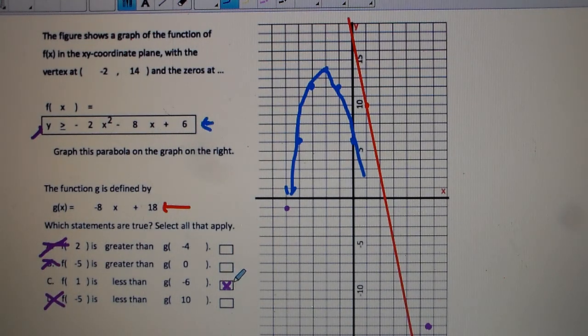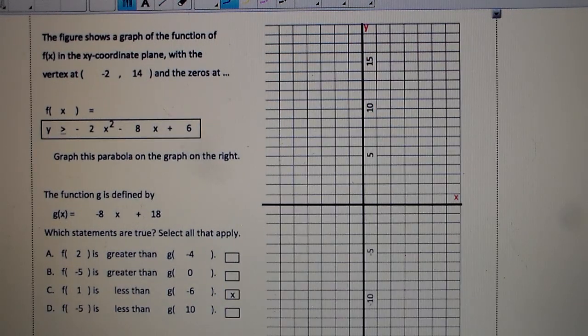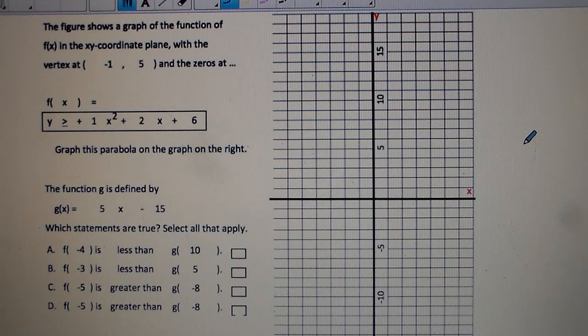So our only one that was true is option C. So we'll just click the box for C as far as select all that apply. Alright, let's do another one. These are tough.